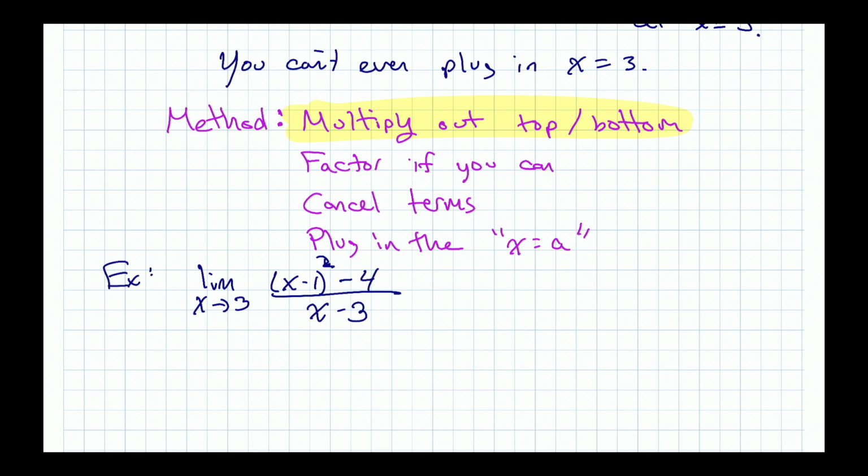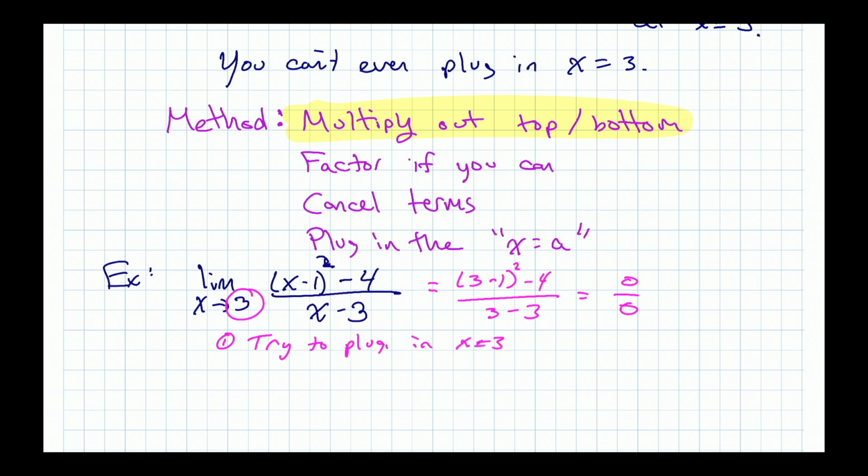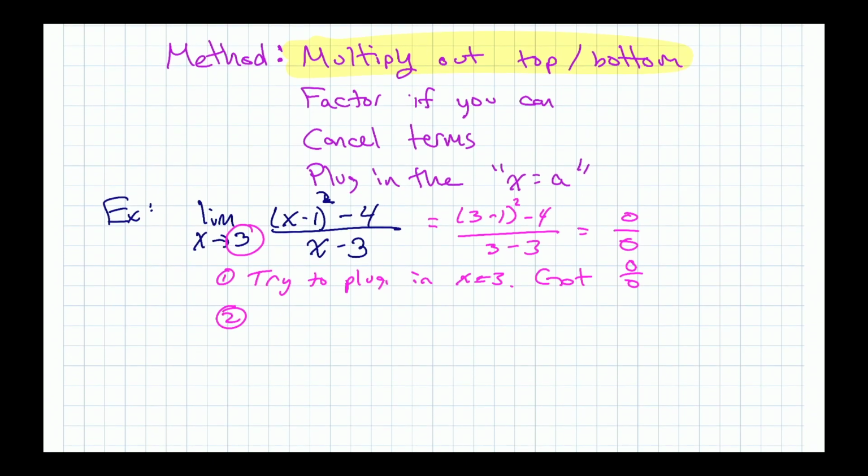Right? So to get started, you always at least try to plug in the limit just to see what happens. And we already did this, but still. We get 0 over 0, right? So you try this first, which I didn't write in my steps, but you always try that. Try to plug in x equals 3. We got 0 over 0, which told us that we have to do more work. Okay, the next thing we need to do is actually get started with these steps here for the method. So we need to multiply out the top.